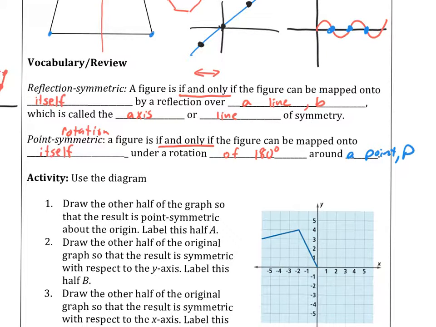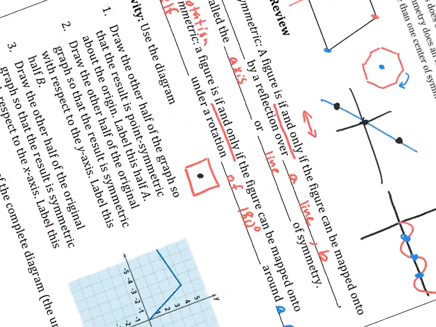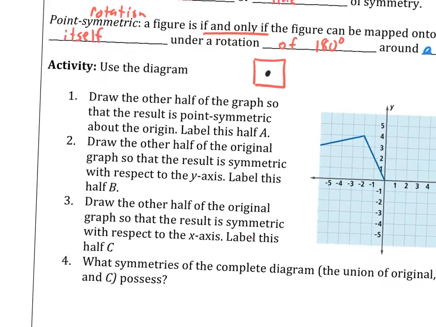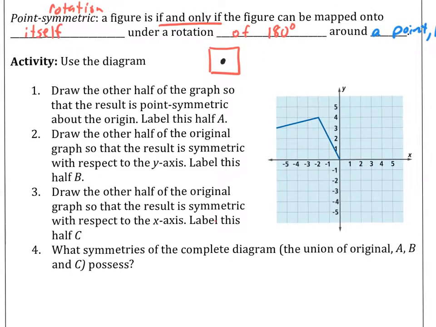So like we saw earlier with the square, I can rotate about the point right there, and I can rotate around 180 degrees, and then it maps back to itself. There we go. All right. So here's your goal right now. Here's the original diagram that you have. You just have this dog leg sort of thing. And you are going to draw the other half of the graph. So this is half the graph. And so you're going to draw the other half so it is point symmetric about the origin.